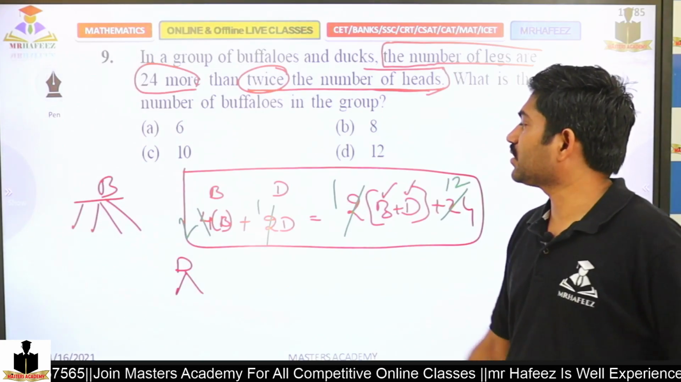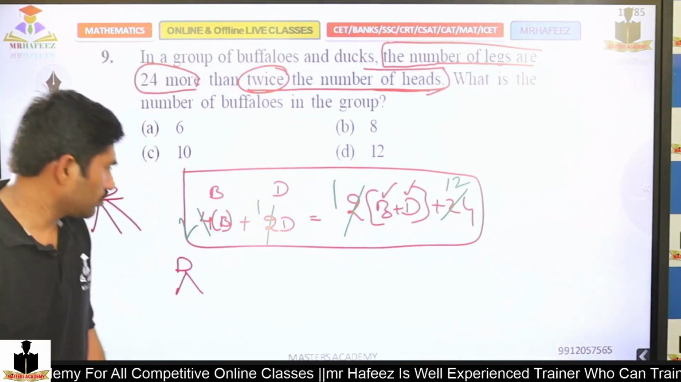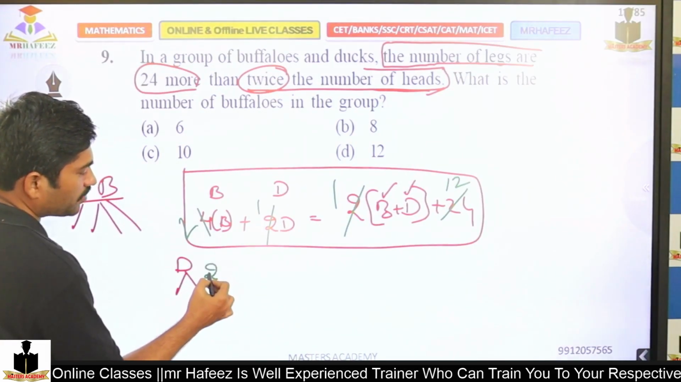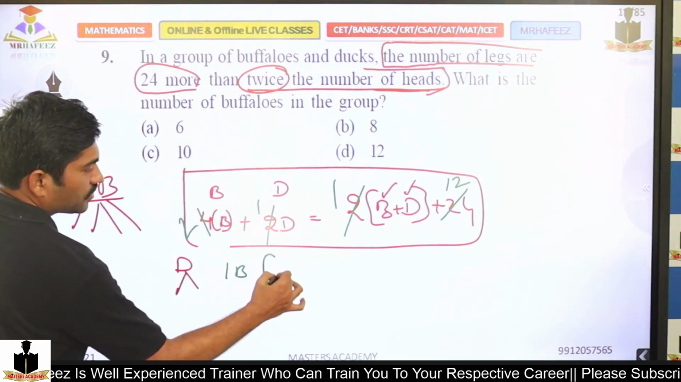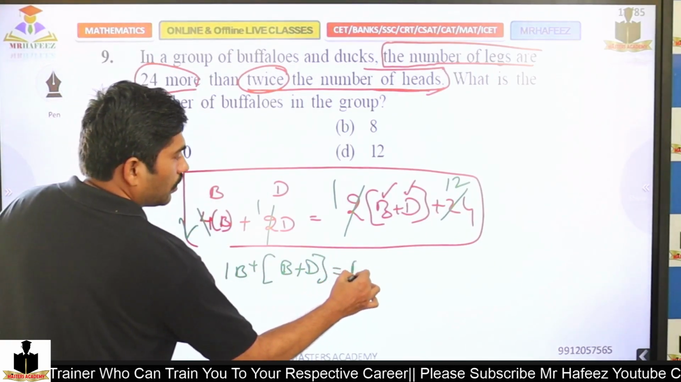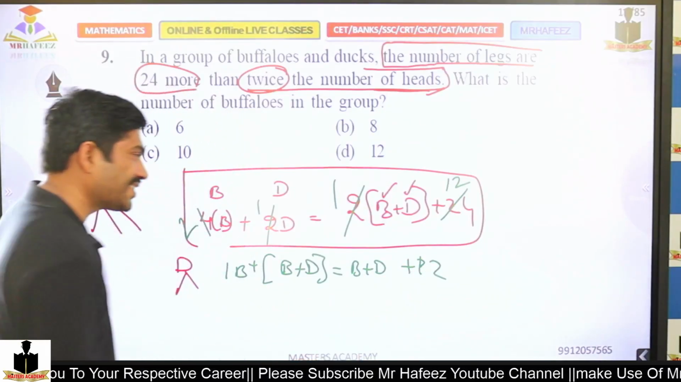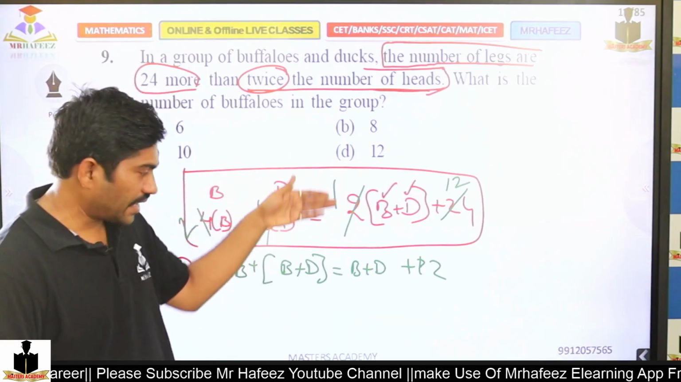Yes, right. So 2 times buffaloes, I can write 1 buffalo plus 1 buffalo plus duck equals buffalo plus duck plus 12. So is this clear? From the first equation, after cancelling, I just made this.